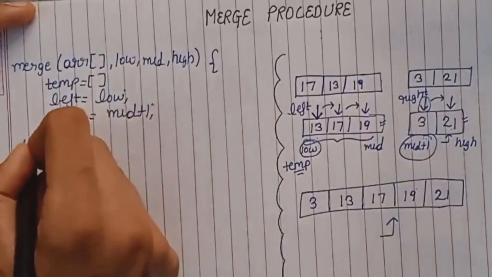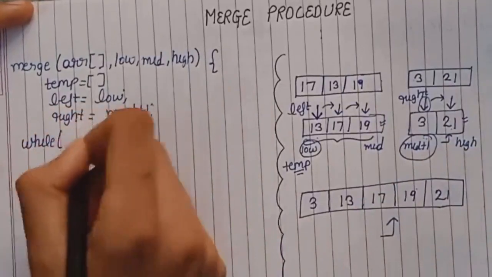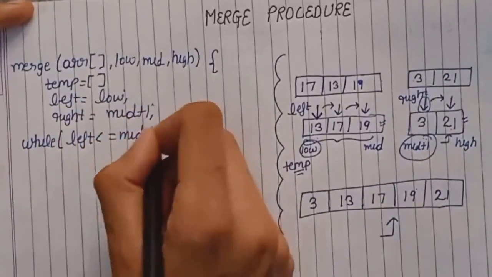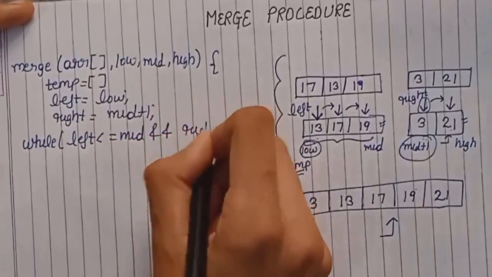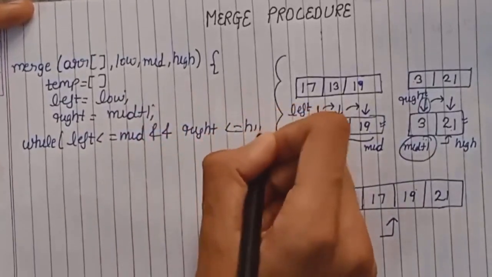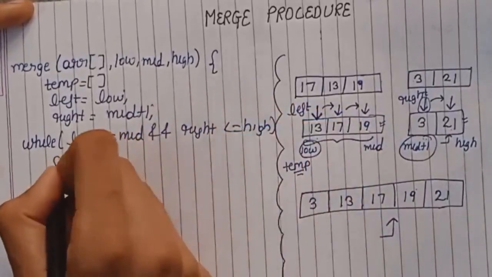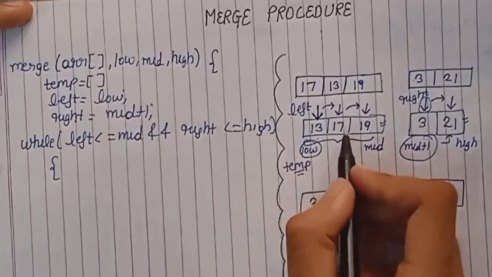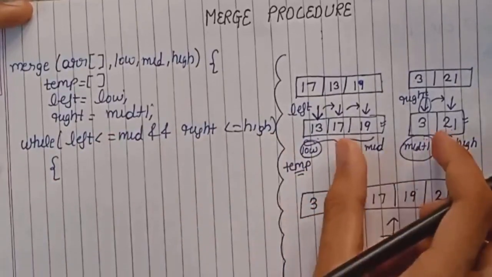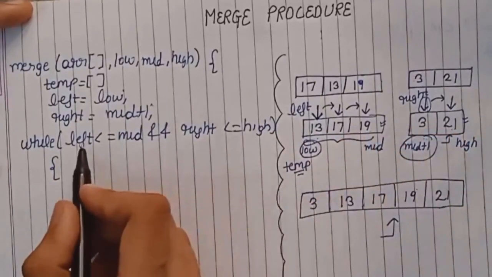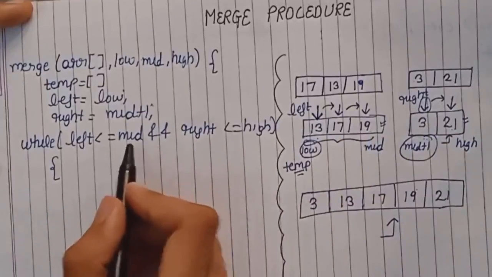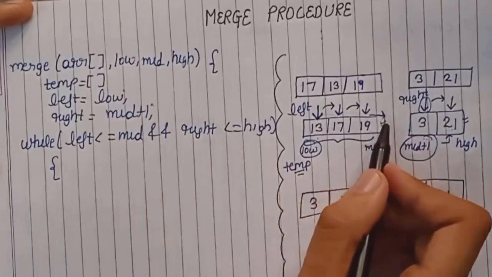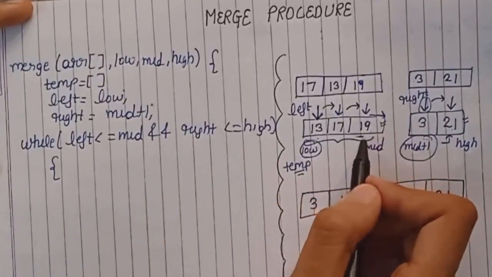Now I will put the condition: while left is less than or equal to mid and right is less than or equal to high. Now this condition is itself ensuring that these two arrays have elements to compare, because if left becomes greater than mid, then it means that this array is completely visited and we don't have any more elements in this array to compare.